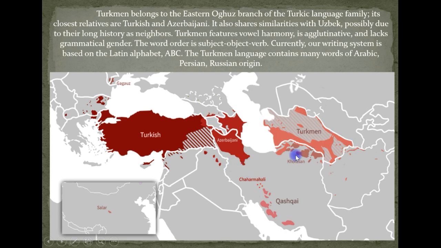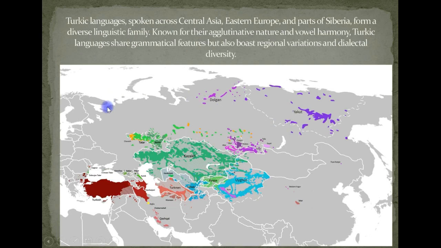And in the Turkmen language, we have many borrowed words from the Arabic language, from Persian, we call it Farsi, and from the Russian language. Turkic languages are spoken across Central Asia, Eastern Europe, you can see it in the map, and parts of Siberia, from a diverse linguistic family. Here, the Eastern Oghuz branch of the Turkic languages is highlighted with a red or reddish color.